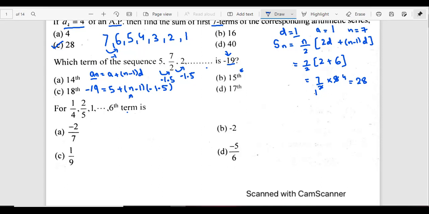Can you guys do it? I'll give you a minute. It would be a good practice for you as well. And I want you guys to type the answer in the chat box, okay? Thank you.